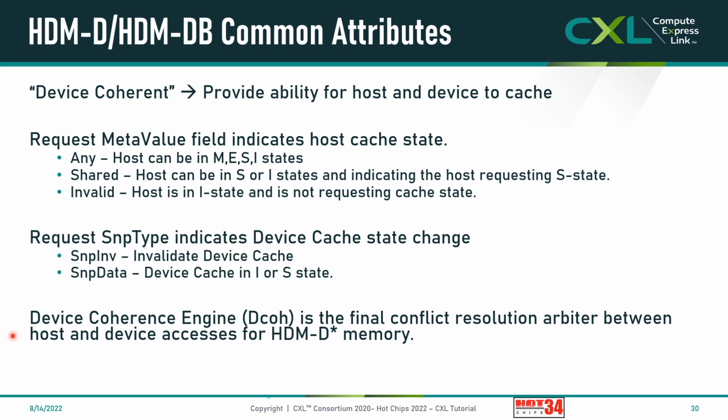We also use this term device coherence engine, or DCOH. This is the final arbiter of conflicts between host and device accesses. It's kind of managing the different cache state transitions, and it'll show up in the flow diagram, so we'll be looking at it in the next few slides.